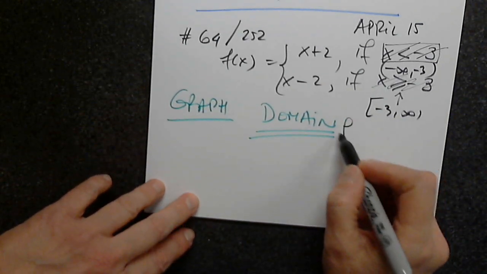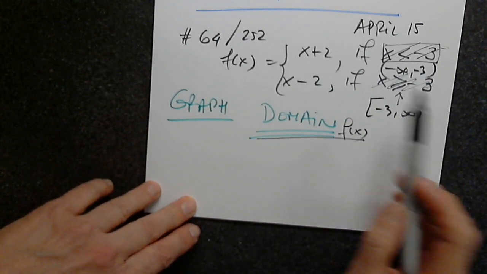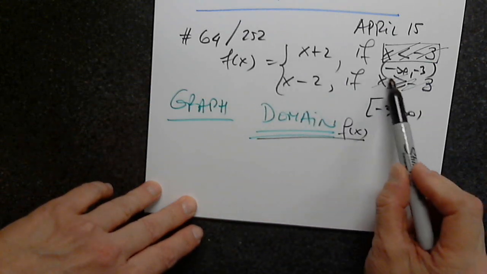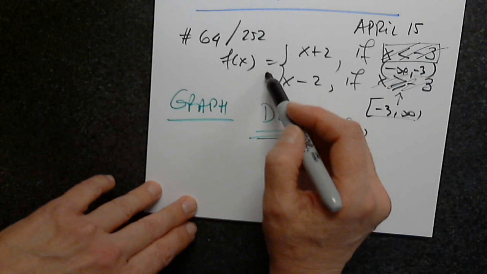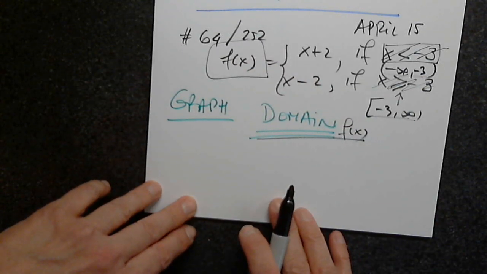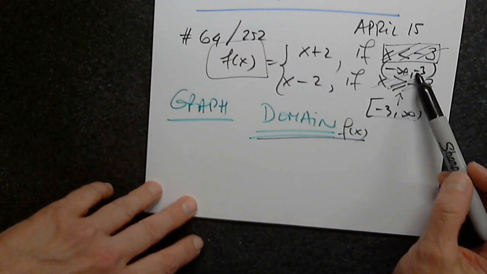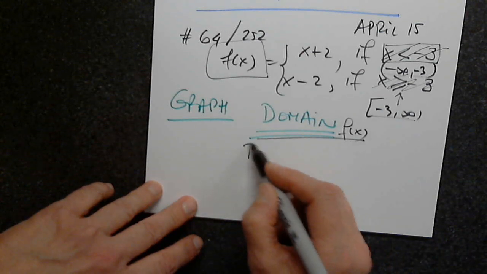Now I'm interested in the domain of the entire function. The first piece is here. The second piece is here. But I want the domain of this function. Look at this and look at that and tell me the domain.